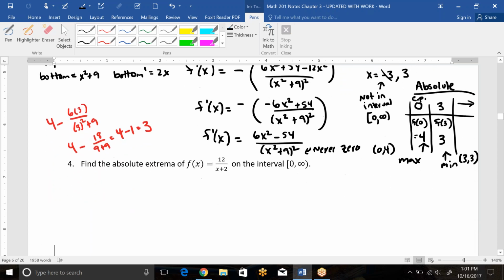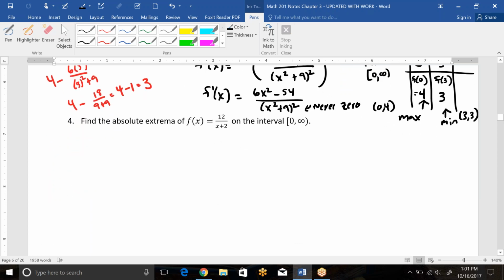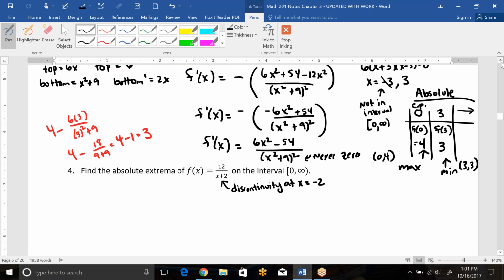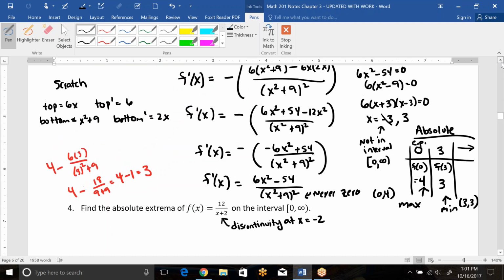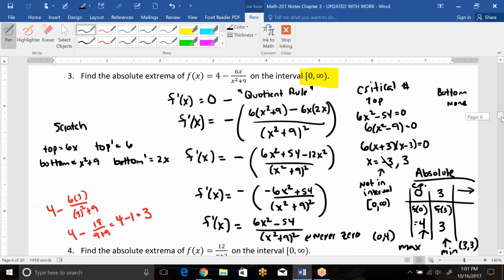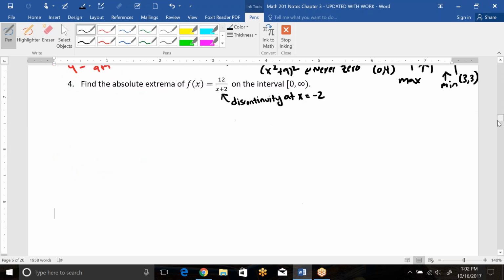This says find the absolute extrema on f of x equals 12 over x plus 2 on the interval 0 to infinity. So we need to look at this one. First of all, the original function has a discontinuity at x equals -2, because that makes the original function divide by 0. The last one did not have that because it was always positive on the bottom. I'll just go back up for a second, you had the x squared plus 9 in the original bottom, and that's never 0.